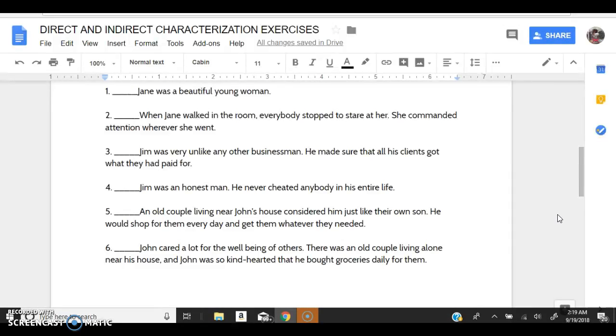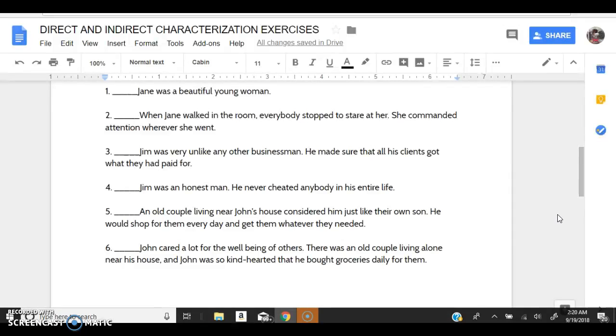So let's think about number 6. John cared a lot for the well-being of others. There was an old couple living alone near his house, and John was so kind-hearted that he brought groceries daily for them. Is that indirect or direct? If you said direct, you're correct. It very clearly says John cares a lot for other people and he's kind-hearted, and it tells you why.